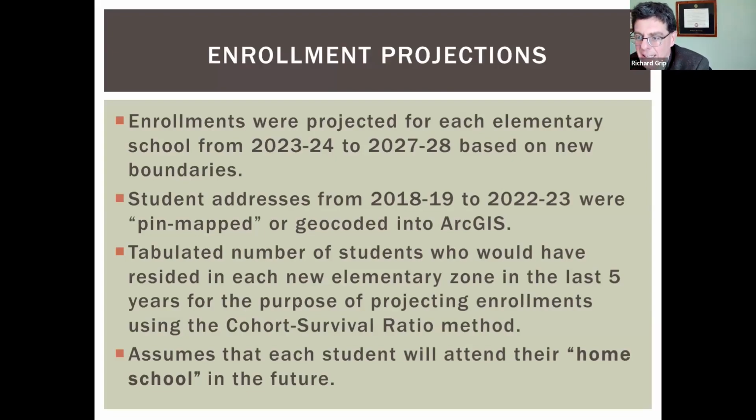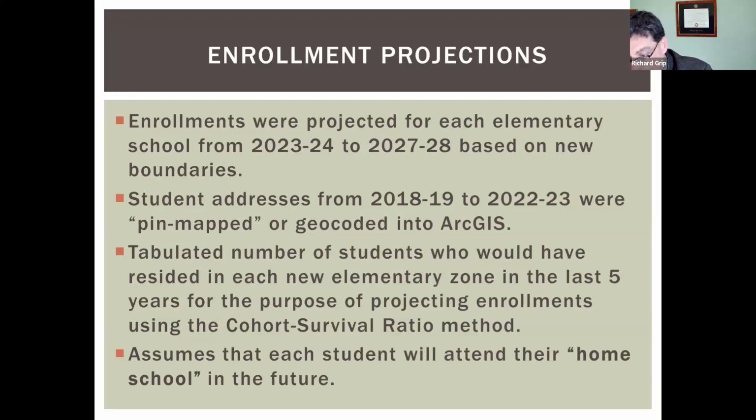And what we did is we took your student addresses from the last 5 years and we pin mapped them, or what's called geocoded, into a program called ArcGIS. And we then tabulated the number of students who would have resided in the new elementary attendance areas in the last 5 years for the purpose of projecting enrollment. So in other words, we're almost doing a simulation showing if the new boundaries had been in effect 5 years ago, this is how many students would have been in the schools historically over the last 5 years. And then we use something called the cohort survival ratio method to project what it would be into the future.